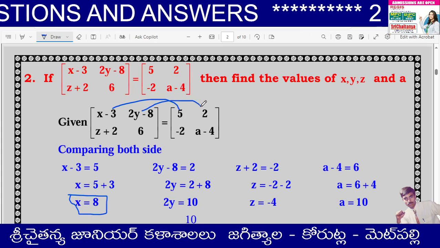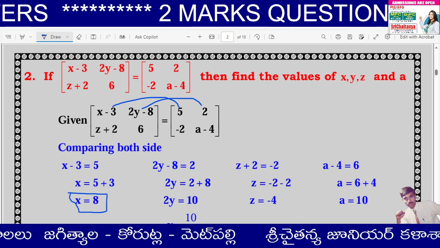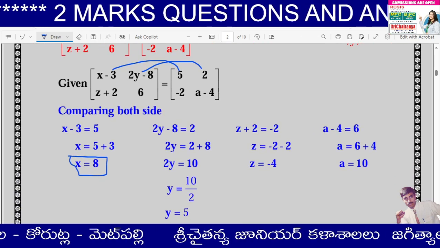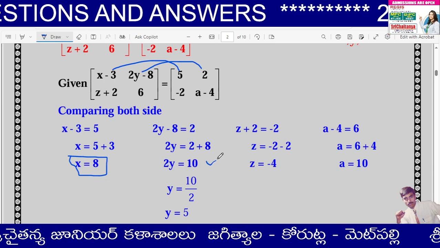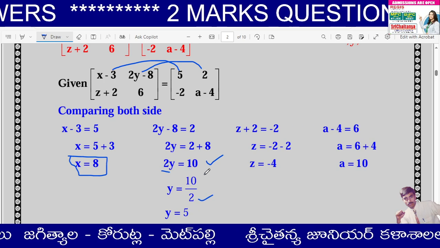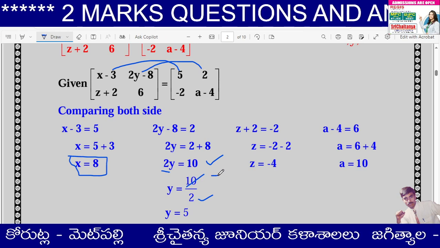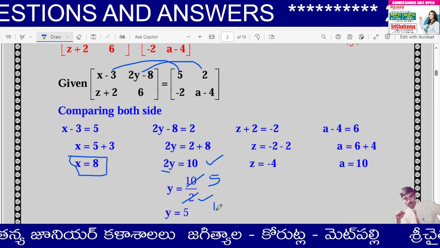Now second element: 2y minus 8 equal to 2. Minus 8 goes to the other side, 2 plus 8 equal to 10. 2 goes to the other side as division. 2 5s are 10, so 2 1s are 2. Now y value is 5.